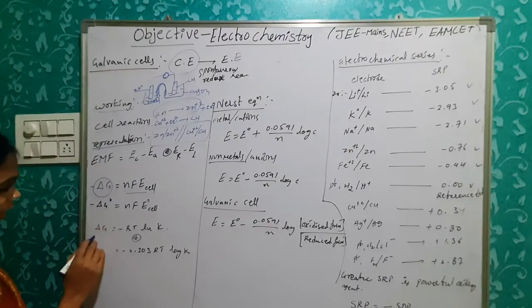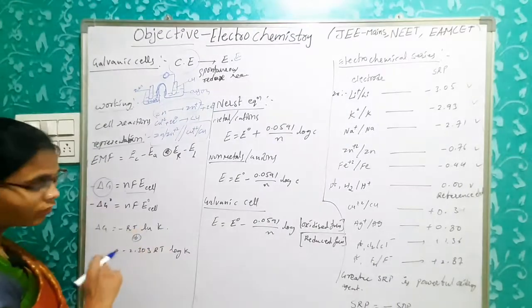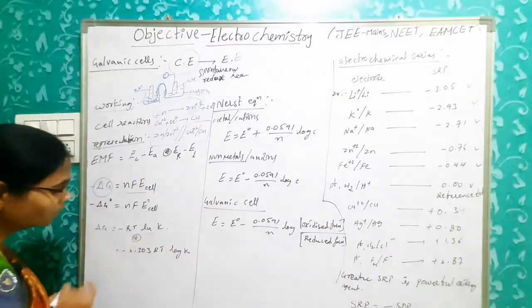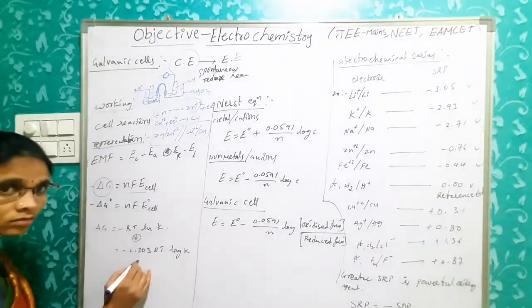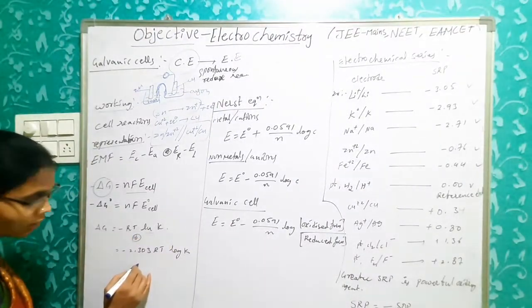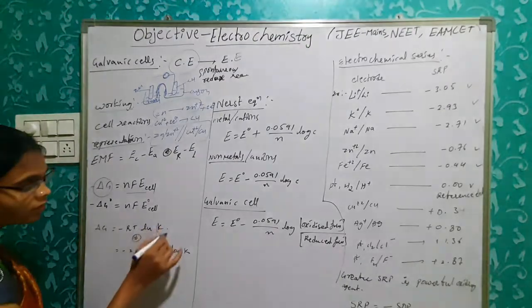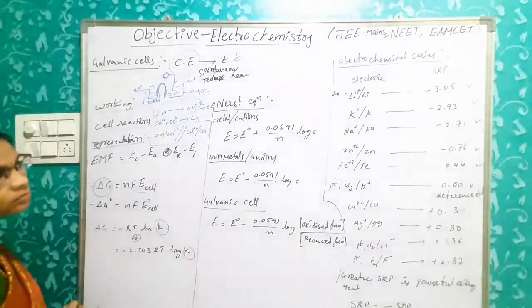The delta G is also equal to, for equilibrium reactions, minus RT ln K, natural logarithm. Converting into common log form, minus 2.3 RT log K. K means the equilibrium constant here.